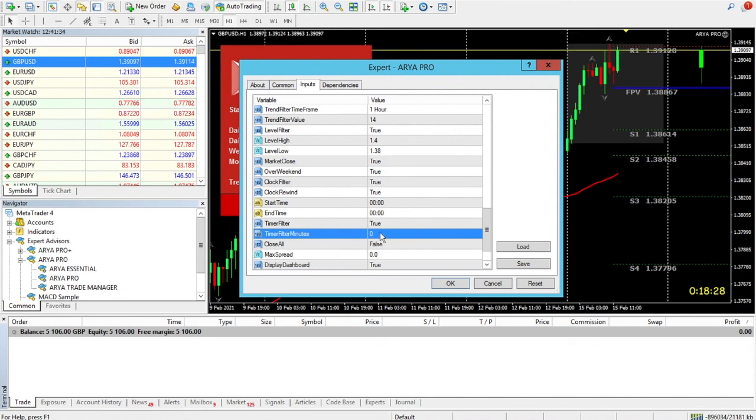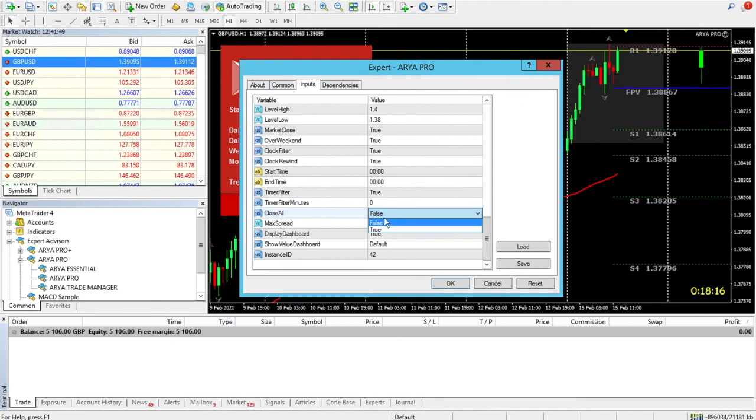If you set the close all to true, at the end of the clock filter or time filter limit, ARYA will close all pending orders as well as all current positions to which the setting applies. If close all is set as false, at the end of the clock filter or time filter, ARYA will not open any more positions, but will also not close any open trades.